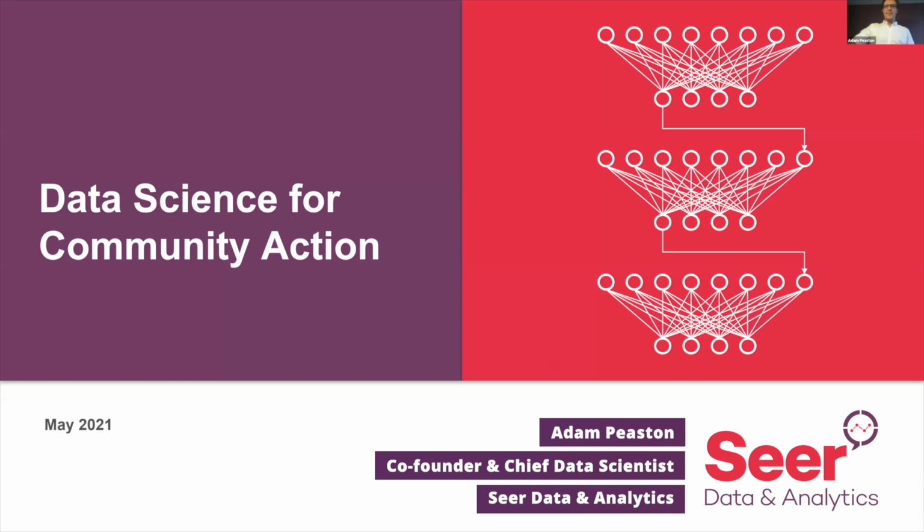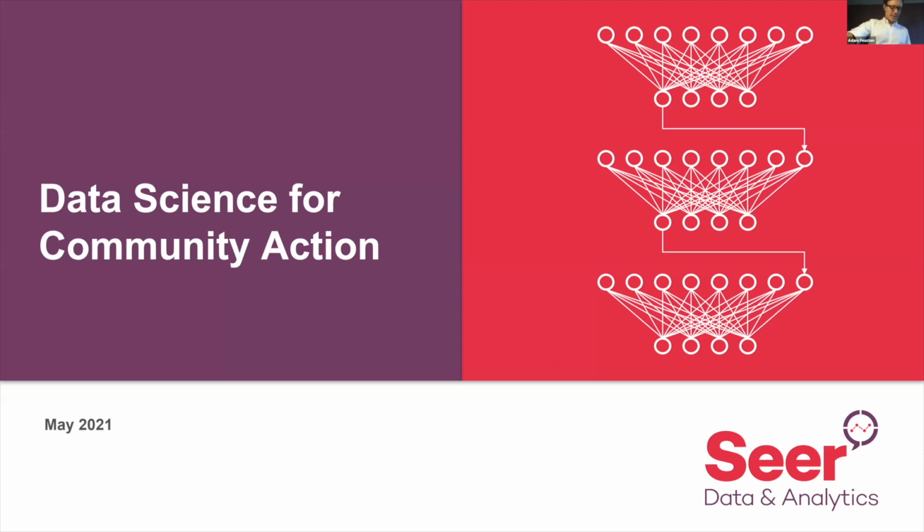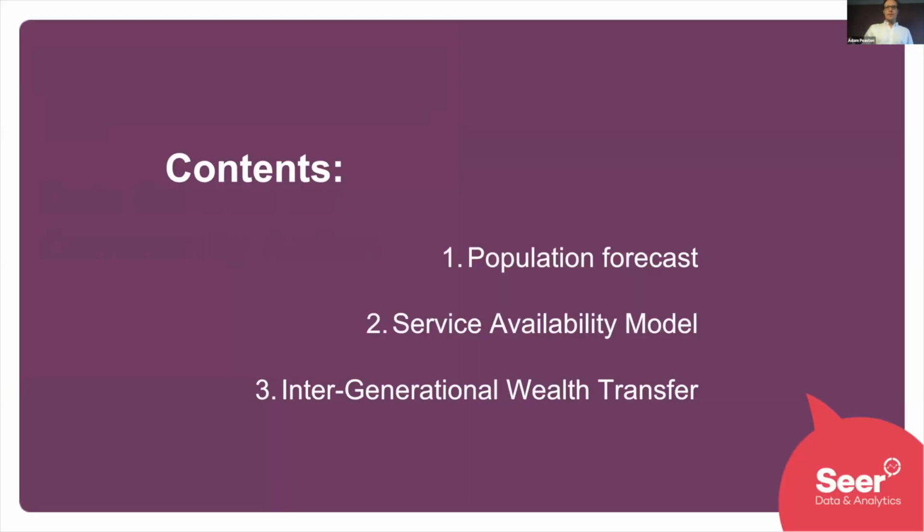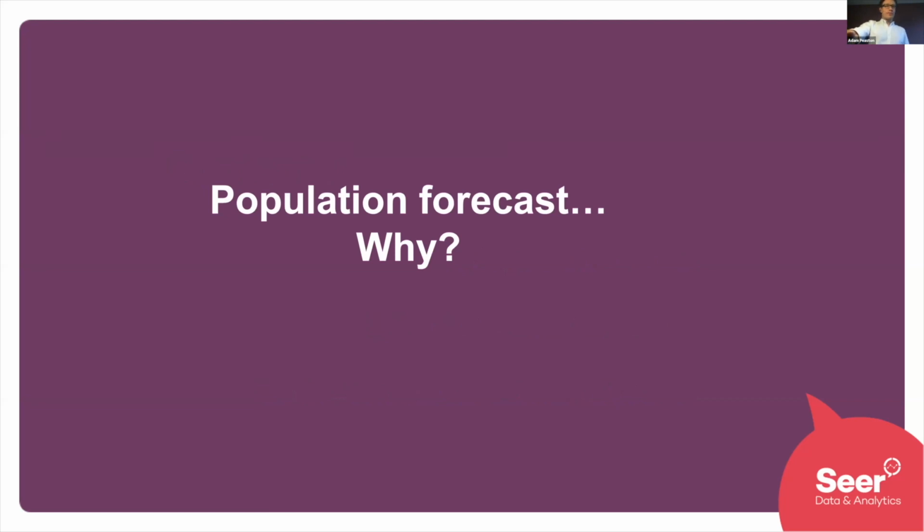So that's really exciting, and I hope that we're able to help you think about, we'll show you at least what we're doing with data for community action in Australia. So we're going to talk about three of the models and the projects that we've worked on in the most recent months of Seer. The population forecast model, a service availability model, and the intergenerational wealth transfer modeling and estimation. And hopefully a little bit about why each of those are very exciting and what people are doing with them now. So firstly, population forecasting.